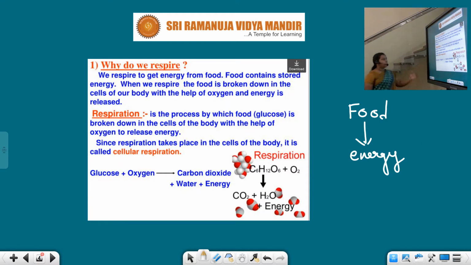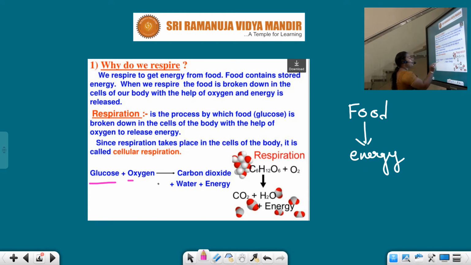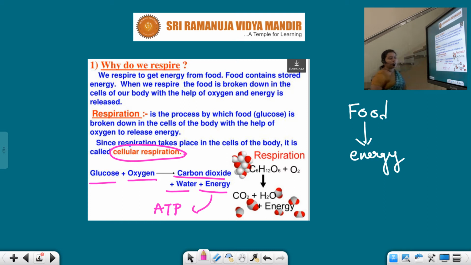Let us once again define respiration. Respiration is the process by which food is broken down in the cells with the help of oxygen to liberate energy. Glucose, when combined with oxygen, gives carbon dioxide, water and energy. This energy is stored in the form of ATP. Since respiration takes place in the cells of the body, it is known as cellular respiration. Understood?